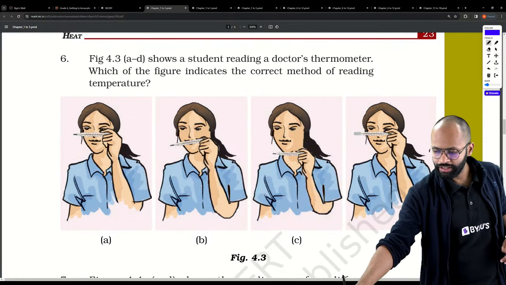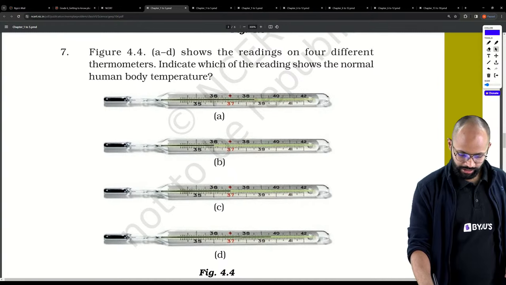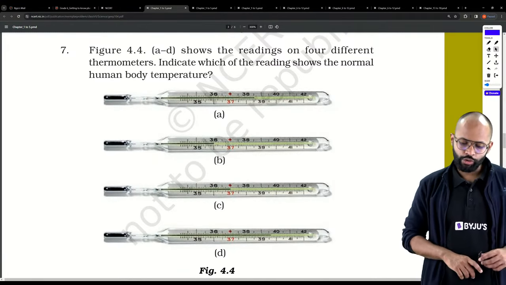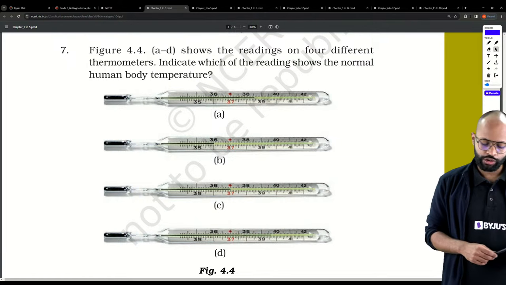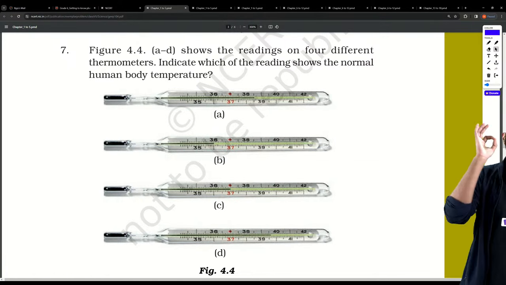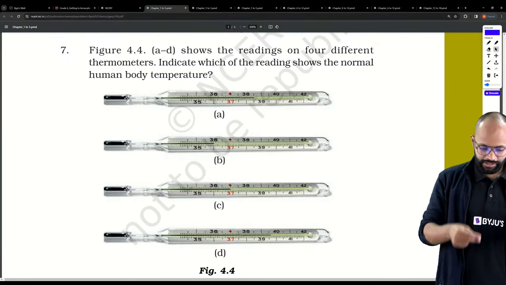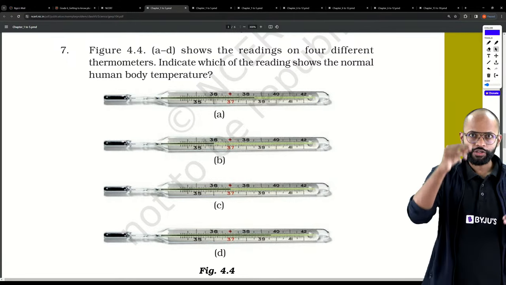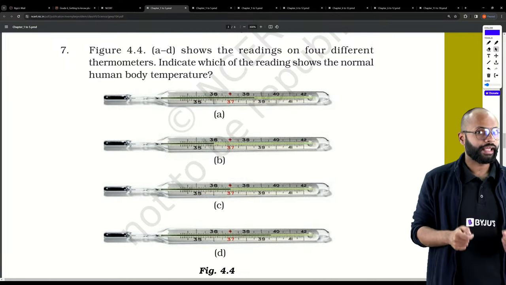Kept at eye position. Wow, you are smart children. Seventh question. A, B, C, D. Figure shows the readings on four different thermometers. Indicate which of the readings shows normal body temperature. Look at all four. It's a very easy question. What is the fault in C? Navya, C is at the bottom, right? It should be at the eye level. At the bottom, there is a chance of error again.